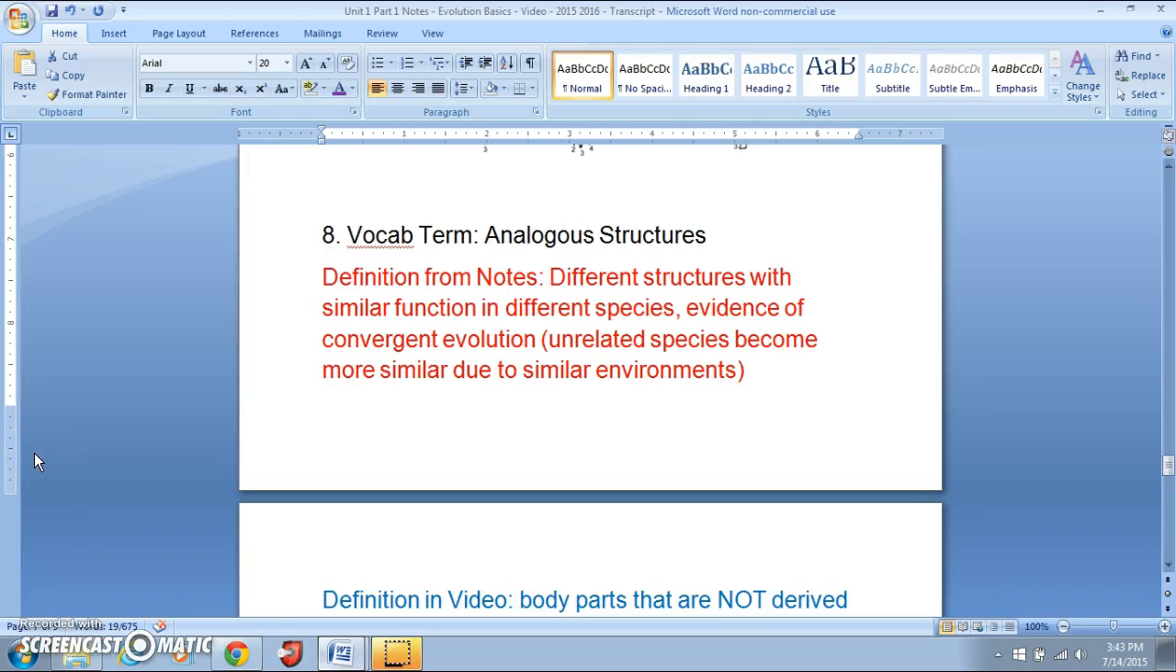This is the second vocab video for the Unit 1 Part 1 Notes on Evolution Basics. We're continuing with vocab term number 8, analogous structures. In the notes, analogous structures were defined as different structures with a similar function in different species. This is evidence that convergent evolution has occurred, which is when unrelated species become more similar due to similar environments.